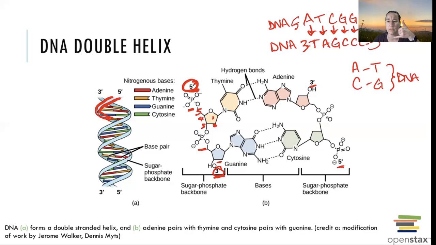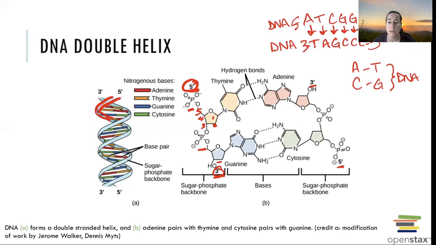Here's my 5 and here's my 3. Then I'm definitely going to have a 5 down here and a 3 here. So these guys are going to go together. They are anti-parallel, 5 and 3 on one side and 3 and 5 on the other side. And that's what anti-parallel means.